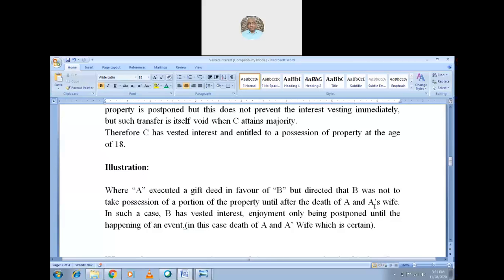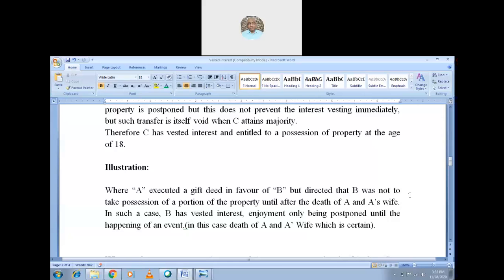But B has a vested interest, though he cannot transfer it in one way or another. He has the vested interest as soon as the gift is in favor of B, but enjoyment is only postponed. The enjoyment is postponed until the happening of an event. What is the happening of an event? The condition is the death of A and A's wife. In this case, the death of A and A's wife, which is certain.